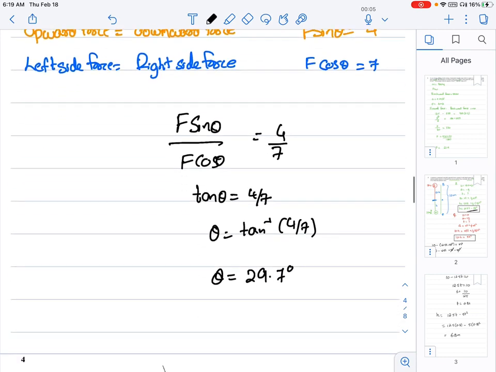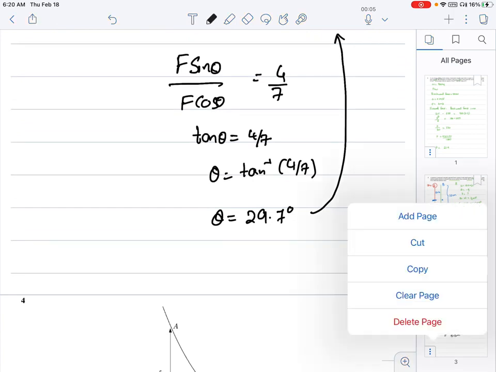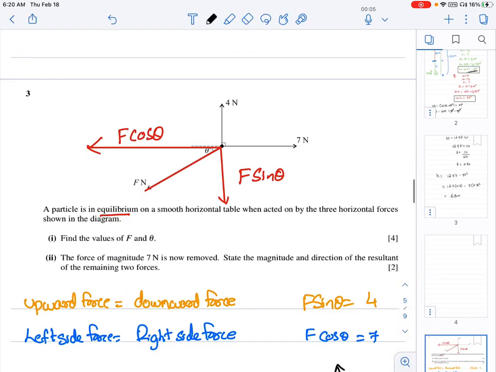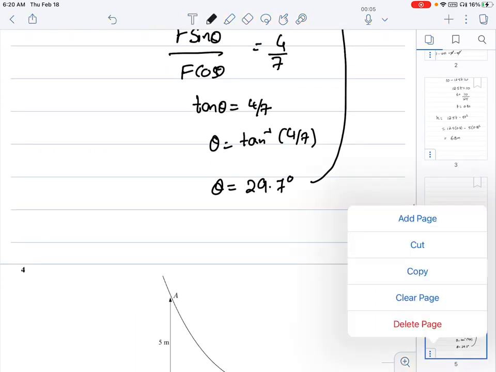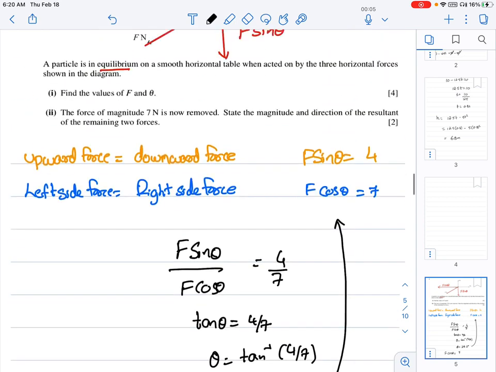What else is being asked? Find f. So substitute the theta value in f cos theta. So I get f cos theta is equal to 7. F cos 29.7 is equal to 7. From there, f is equal to 8.06.